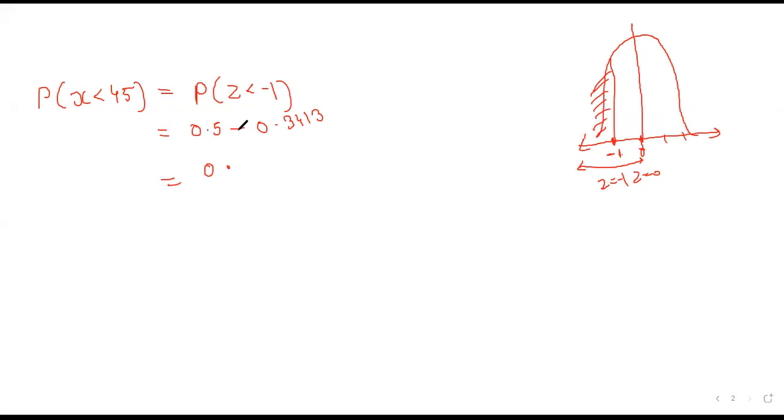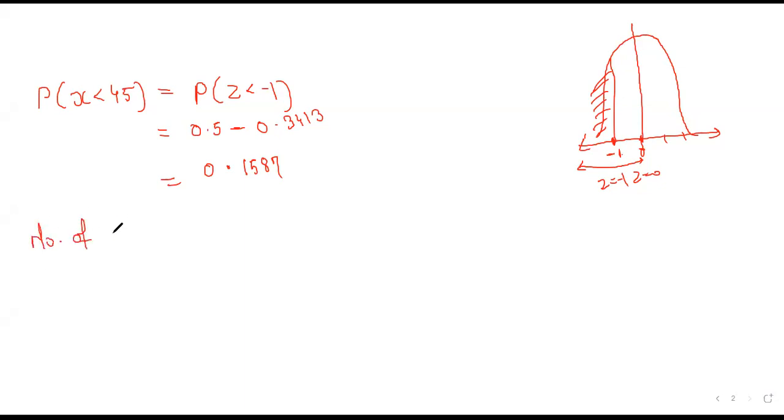कॅल्क्युलेशन करून सांगा. 0.5 मायनस 0.3413 किती येत आहे? 0.1587. ठीक आहे, पण आता आपल्याला सुरुवातीला काय दिलं होतं? Weights of 4000 students. So number of students having weight less than 45 करताना आपल्याला काय करावं लागेल?